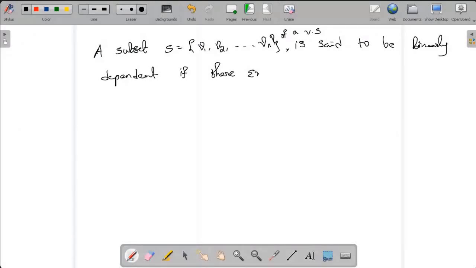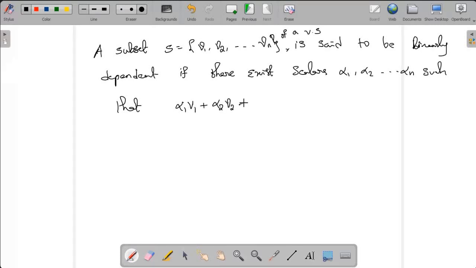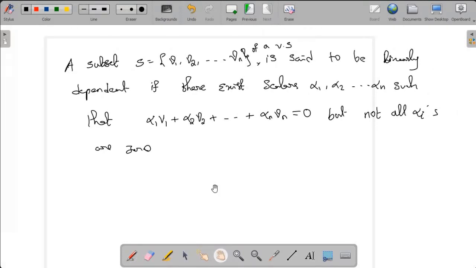If there exist scalars alpha 1, alpha 2, and so on, alpha n, such that alpha 1 into v1 plus alpha 2 into v2 plus and so on, alpha n vn equal to 0, but not all scalars are 0. Not all alpha i's are 0. Okay. And this means that at least some alpha will be non zero. Now this is the definition for a linearly dependent set.